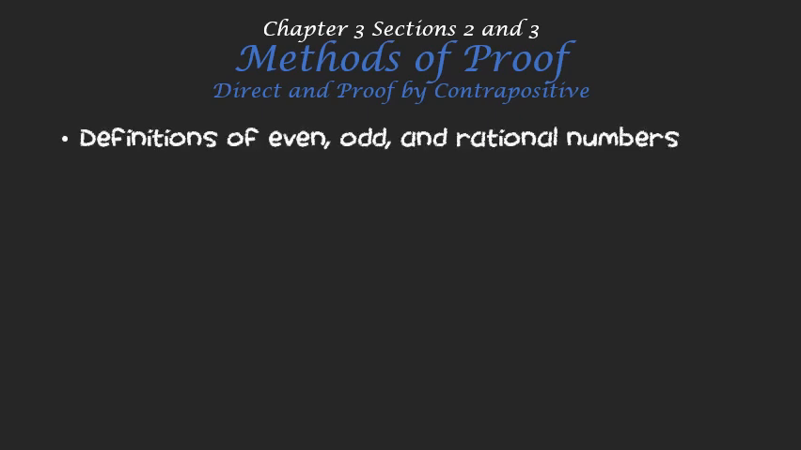In this video, we'll start by giving some definitions for even, odd, and rational numbers. Remember, definitions are going to be very important because those give us a starting off point for proving things, and that's really the only way we know what something is, if we know its definition. These three are very commonly used, and we'll look at definitions for those and then apply them in the following slides.